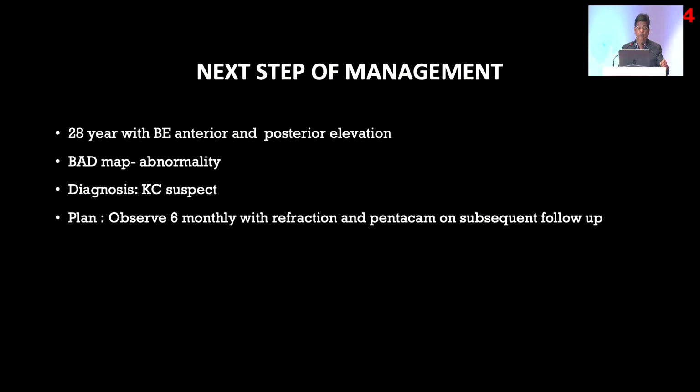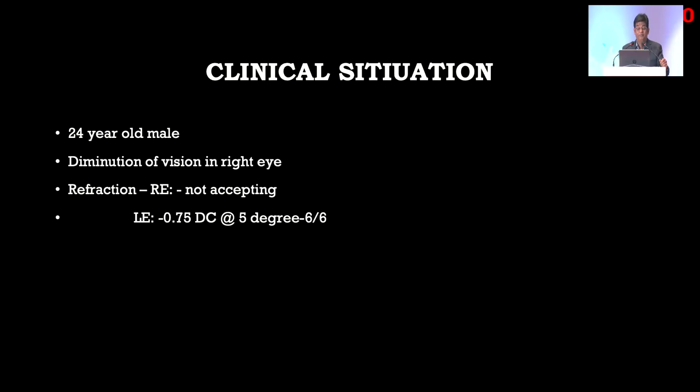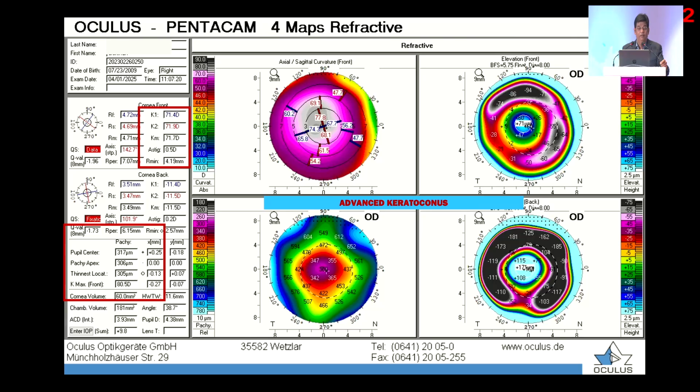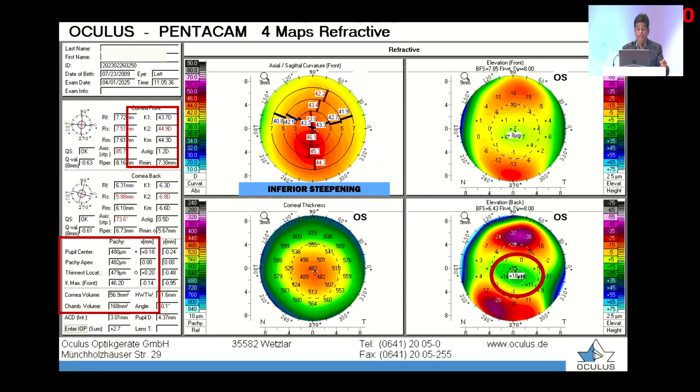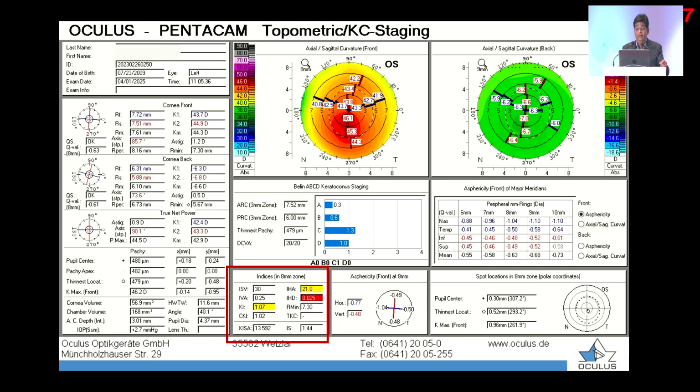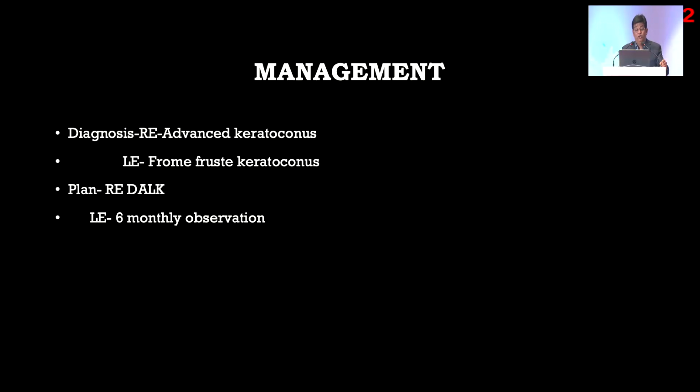So this is a 28-year-old female with anterior and posterior elevation and a BAD map abnormality. So this is a keratoconus suspect, and we should observe these patients at reasonable intervals with Pentacam and follow them up. Also, another patient, a 24-year-old male, right eye not accepting and left eye with a bit of cylinder, 0.75 cylinder. So overt keratoconus in one eye, and if we look at the other eye of the patient, there is an inferior steepening. So right advanced, left forme fruste keratoconus; the plan was right DALK and left eye 6-monthly observation in this patient.